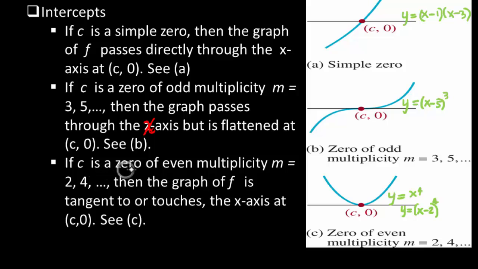Now, if c is a 0 of even multiplicity, like if it's a squared, 4th, or 6th power, and so on, then the graph of f is tangent to or touches the x-axis at the intercept, at the 0. So let's say x minus 2 to the 4th. This is what's happening. It either stays above or below the x-axis at the 0 or at the intercept. They all mean the same thing. A 0 and an x-intercept, they refer to the same thing.